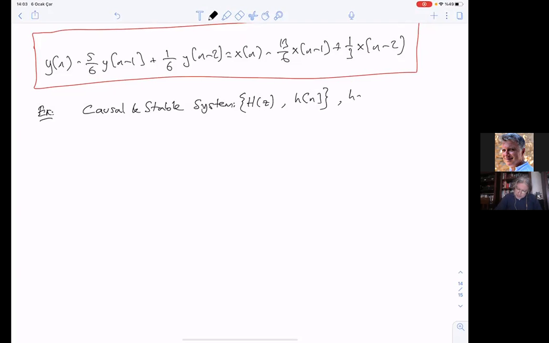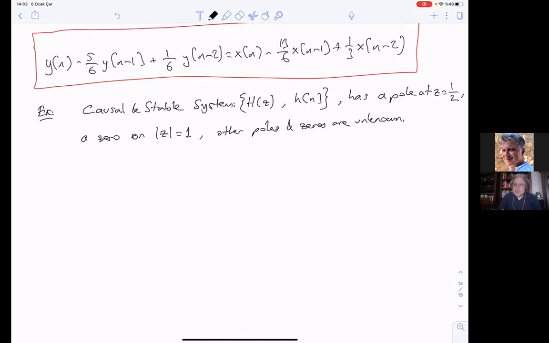It has a pole, this is an observation, at z equal to 1/2. So as you see, it's inside the unit circle. A zero on the unit circle, at z equal to 1, and other poles and zeros are unknown. So there may be other poles, there may be other zeros, or maybe not, and we don't know that.